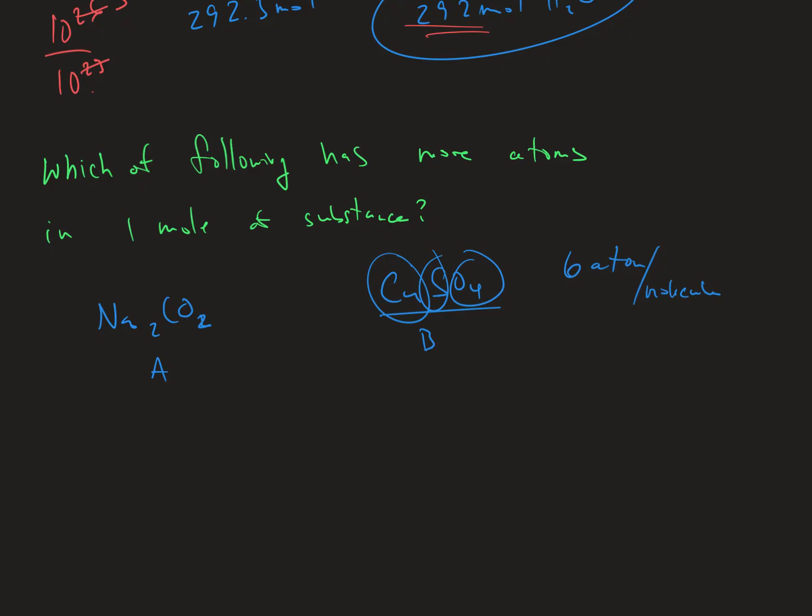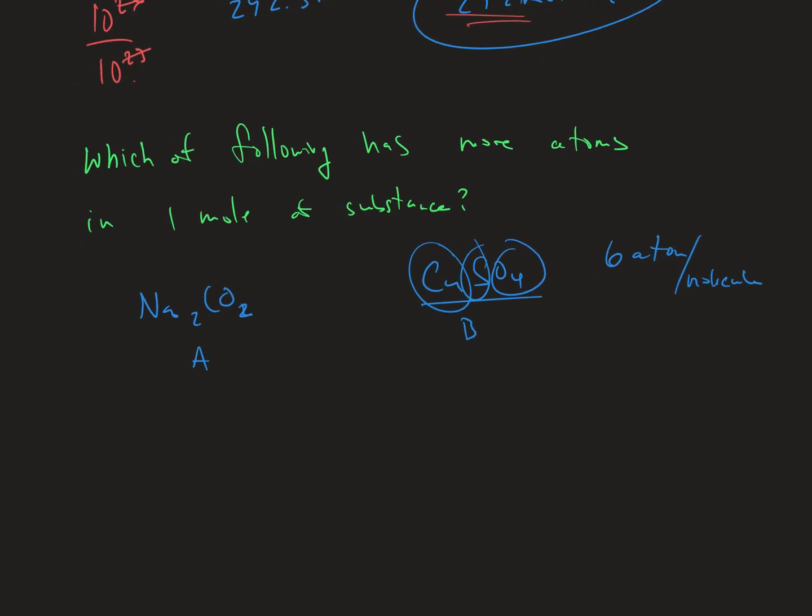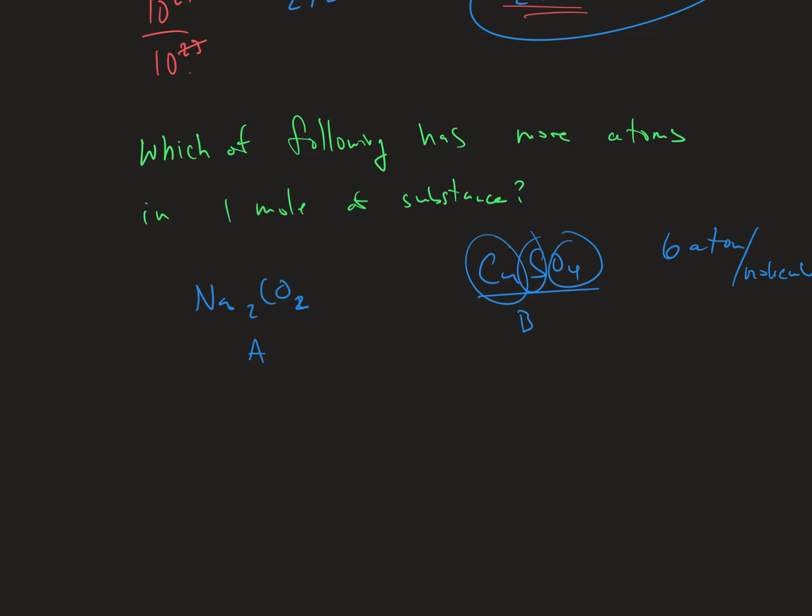You following? This has 2 sodiums, 1 carbon, and 3 oxygens. That's 6 atoms per formula unit. Hold on, that's not a molecule. That's a formula unit, right? See where it doesn't matter? It's just a name. Maybe we should just say FU, right? It's shorter. Good?